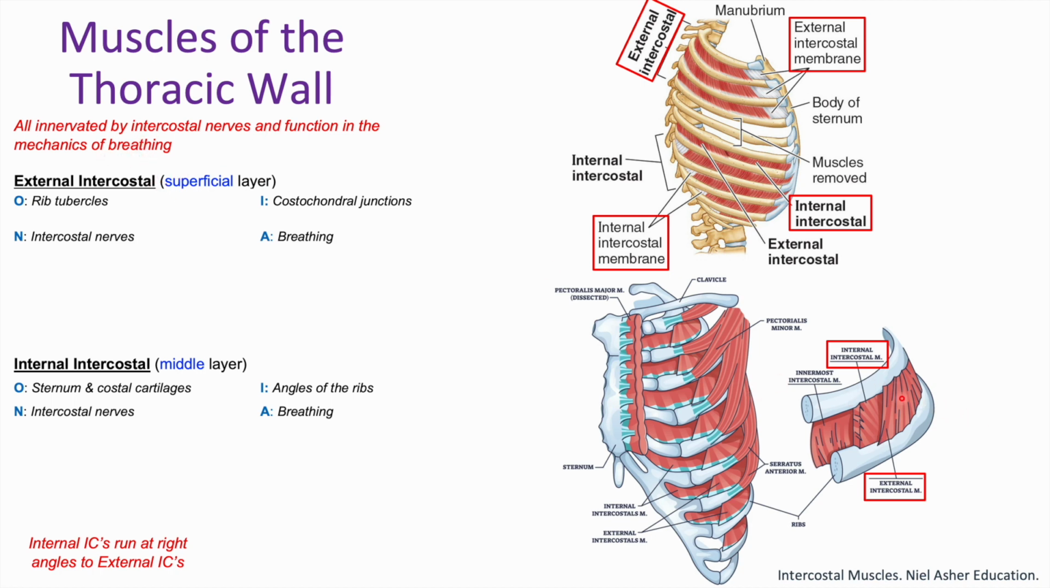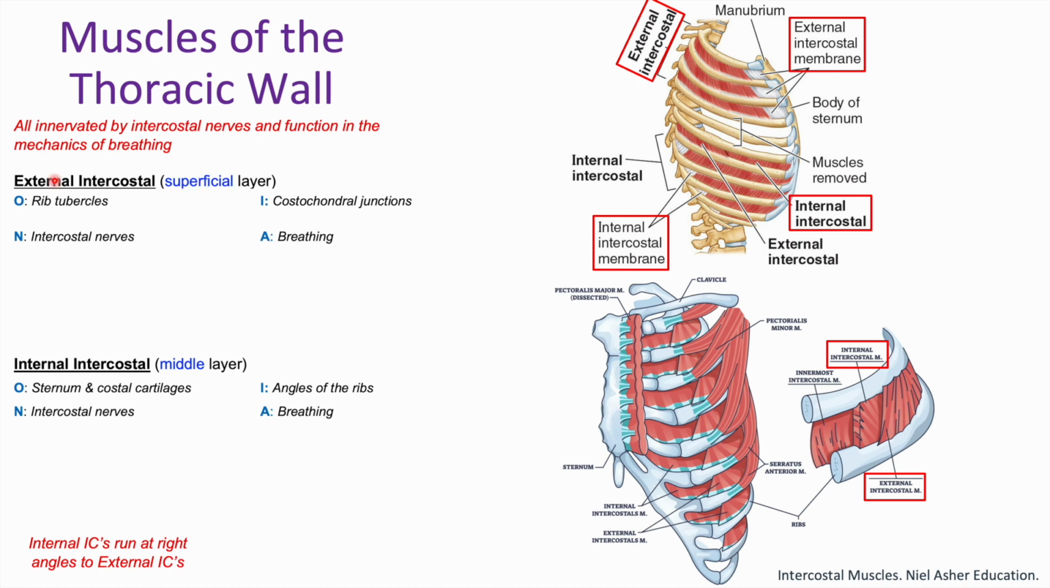And so this is a really good diagram that I like. We have our external layer, our external intercostal, which is going to be here. It's going to be originating from the rib tubercles to the costochondral junctions. And so our outermost layer is external intercostal.